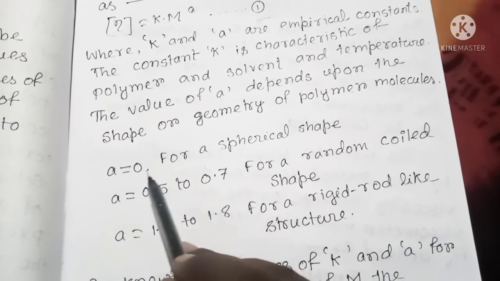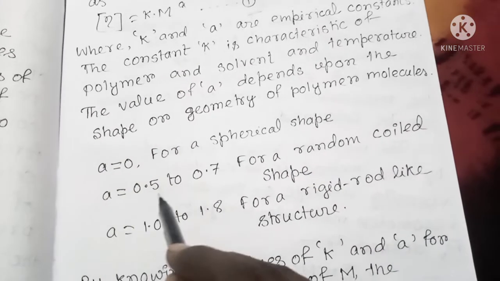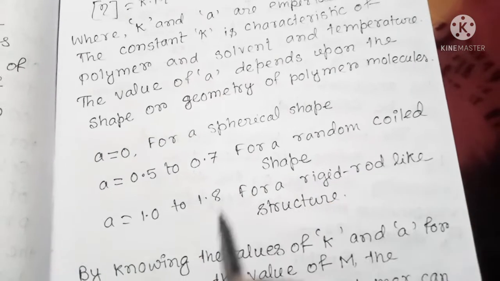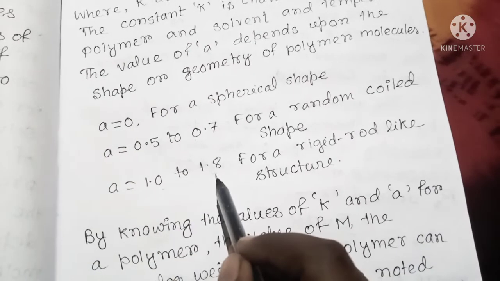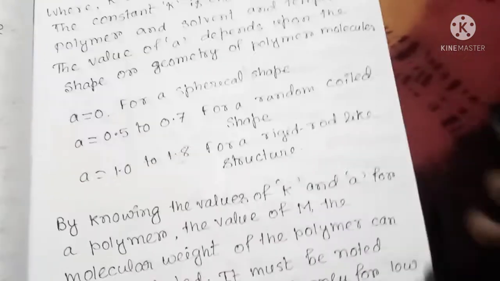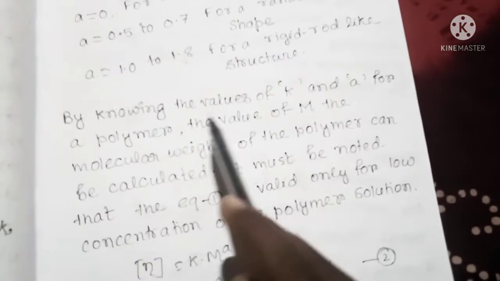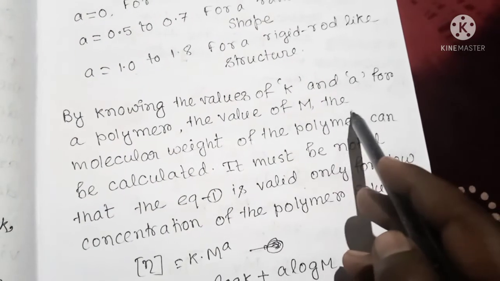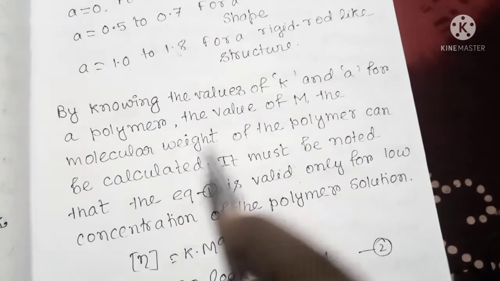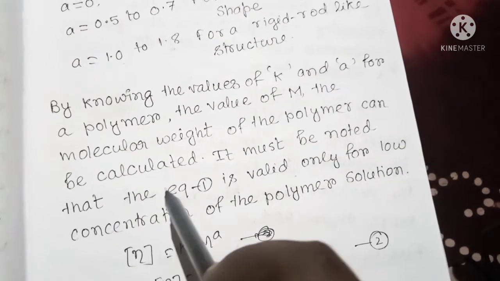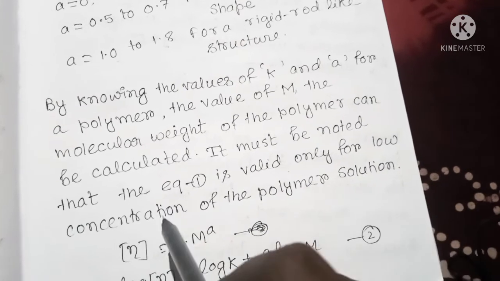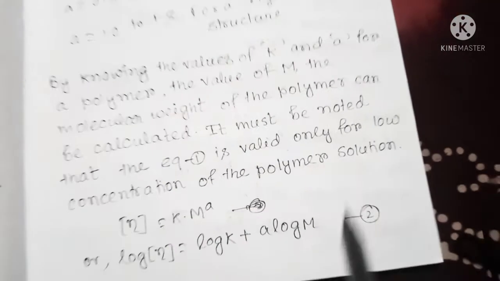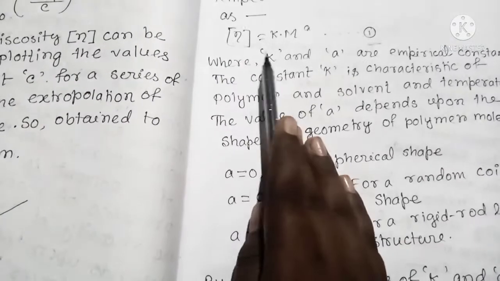We get a equal to 0 for a spherical shape, a equal to 0.5 to 0.7 for a random coiled shape, and a equal to 1.0 to 1.8 for a rigid rod-like structure. By knowing the values of K and a for a polymer, the value of M, the molecular weight of the polymer, can be calculated. It must be noted that equation 1 is valid only for low concentration of the polymer solution. What is equation 1? Equation 1 is [eta] equal to K into M to the power a.